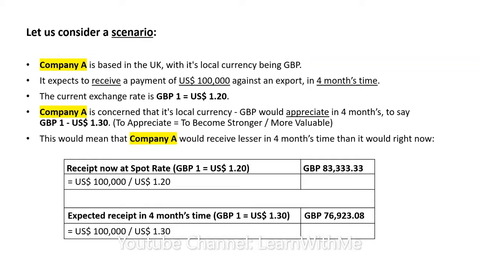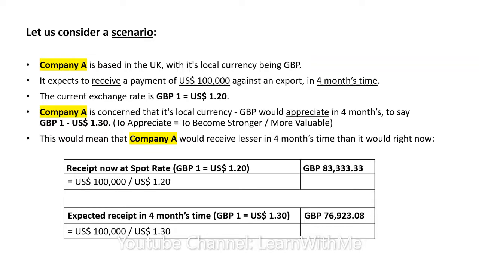So if you look at the figures, the receipt now at the spot rate would be GBP 83,333.33. How did we arrive at this figure? We simply divided the US dollar amount by the US dollar exchange rate. And second, the expected receipt in 4 months' time would be GBP 76,923.08. This is using the 4 months expected exchange rate, which is GBP1 is equal to US dollar 1.30.